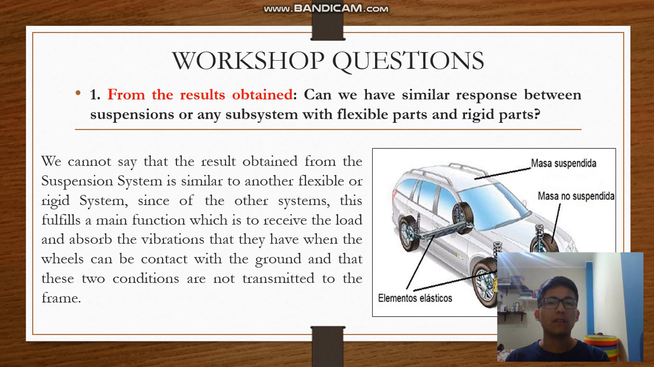Well, the first question is about the results obtained: can we have a similar response between a suspension or any subsystem with flexible parts and rigid parts? Well, yes, it's similar. We cannot say that the result obtained from the suspension system is similar to another flexible or rigid system. Well, the abbreviation that they have is when the wheels can be in contact with the ground, and these two conditions are not transmitted to the frame.